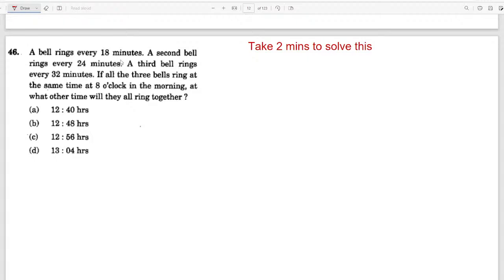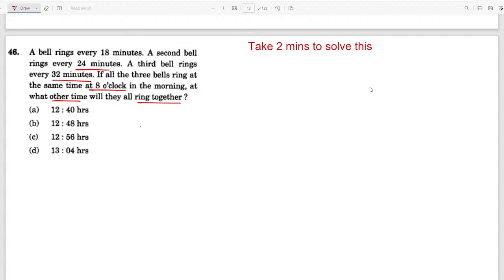A bell rings every 18 minutes. A second bell rings every 24 minutes, and a third bell rings every 32 minutes. If all the three bells ring at the same time at 8 o'clock, at what other time will they all ring together? Whenever they say that something happens every 8 minutes or 2 minutes or 3 minutes, you have to calculate the LCM of these numbers. At the LCM minute, they all ring together, and afterwards they'll ring together at the multiples of the LCM.